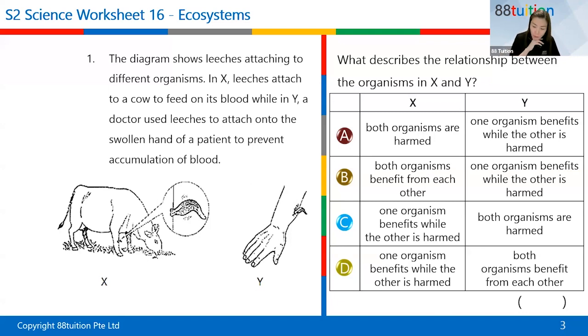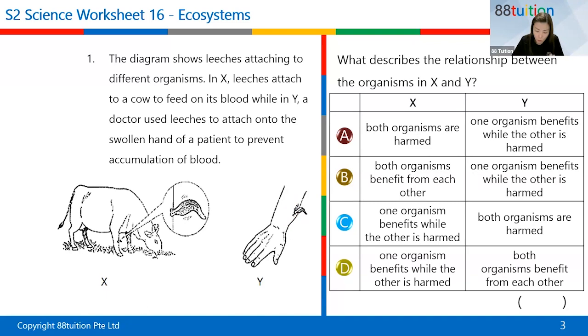So you have to describe the relationship between organisms in X and Y. If I look at this leech again, because leeches suck a lot of blood, the blood that is accumulating and causing the swell would have been removed by the leech. The leech is very hungry for blood. If you have accumulation of blood on the arm and it causes a big swell, the red blood cells will eventually die, and it's not so good for the patient.